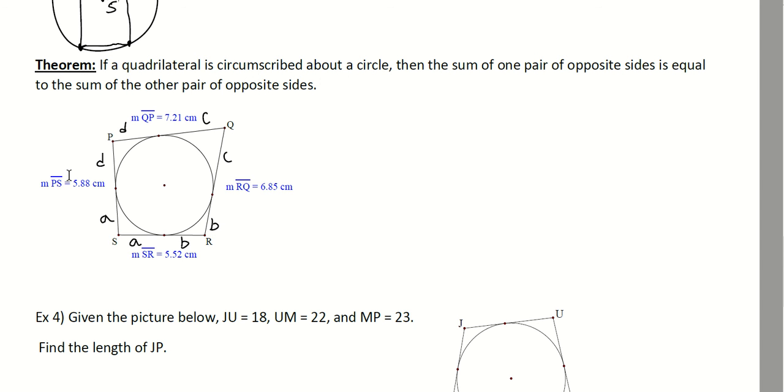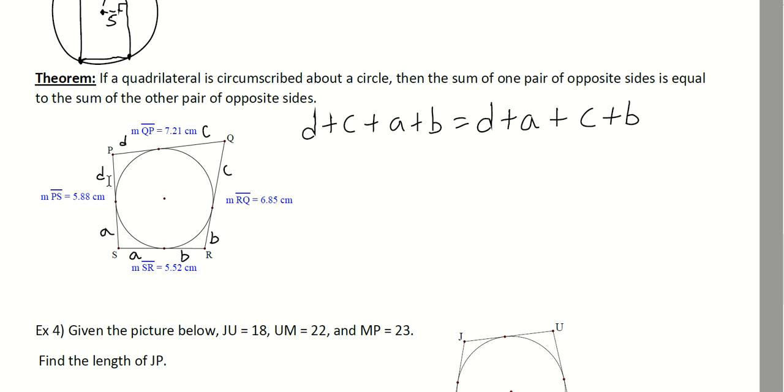This is also kind of the foundation for a walk-around problem as well. So as we find the sums of the two opposite sides, I'll do the top and bottom first. So this top side is D plus C, and the bottom side is A plus B. And that's going to be equal to the sum of the other two opposite sides, which is going to be D plus A and C plus B. So D plus C plus A plus B is equal to D plus A plus C plus B.